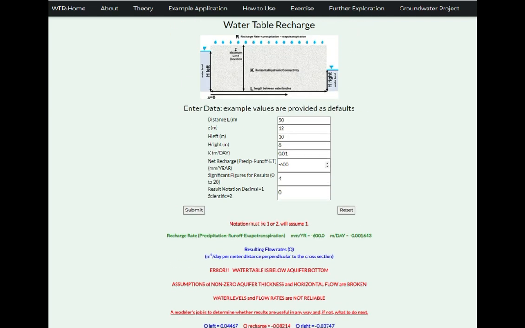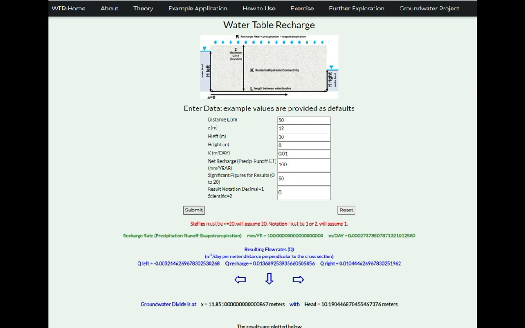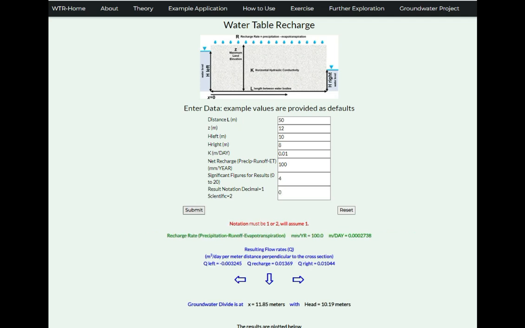If I enter a value less than 1 for significant figures, a red message is printed, but the tool proceeds using a value of 3. If I enter a value greater than 20 for significant figures, a red message is printed, but the tool proceeds using 20. If I enter a value that is not 1 or 2 for notation, a red message is printed, but the tool proceeds using 1.